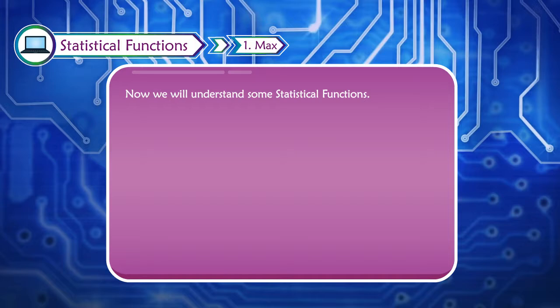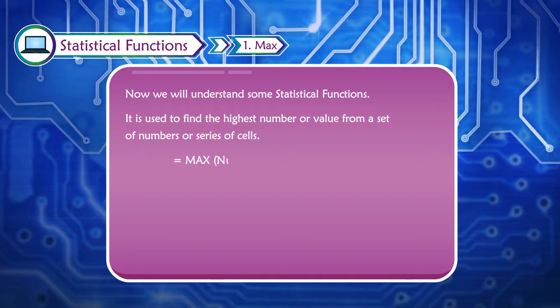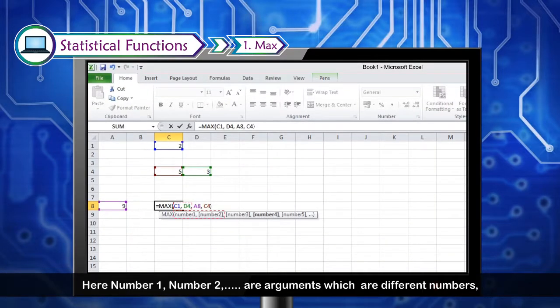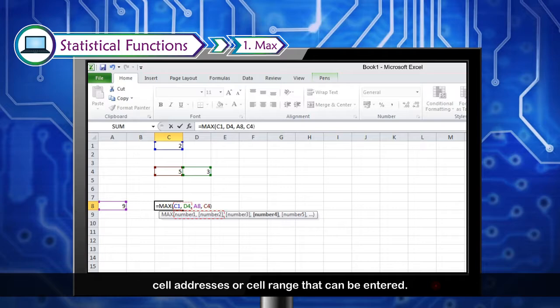1. Max. It is used to find the highest number or value from a set of numbers or series of cells. =MAX(number 1, number 2, and so on). Here, number 1, number 2 are arguments which are different numbers, cell addresses, or cell ranges that can be entered.